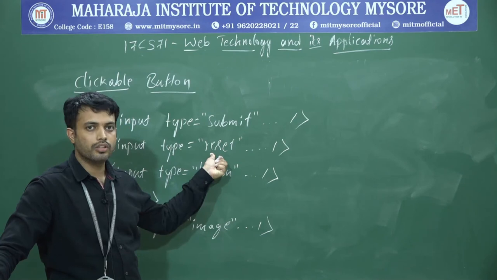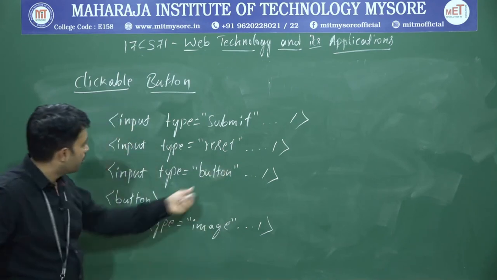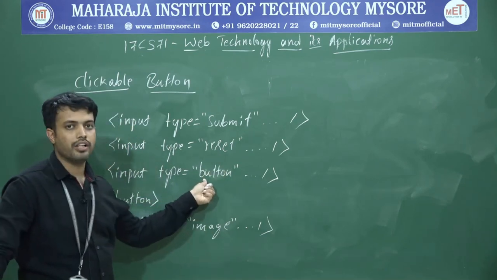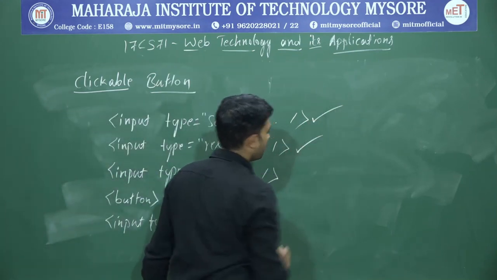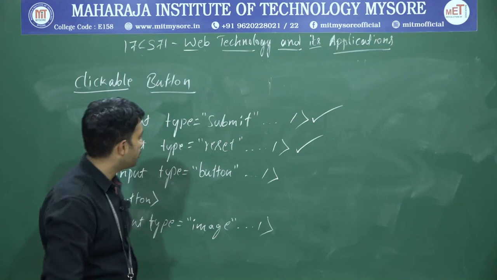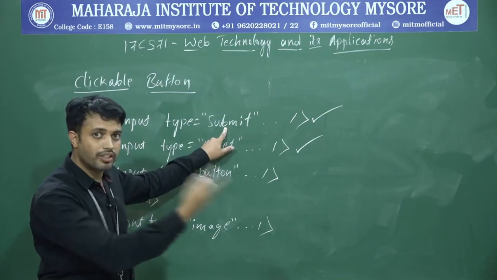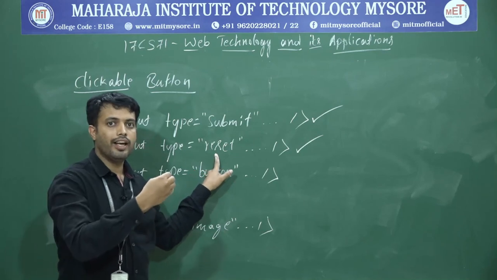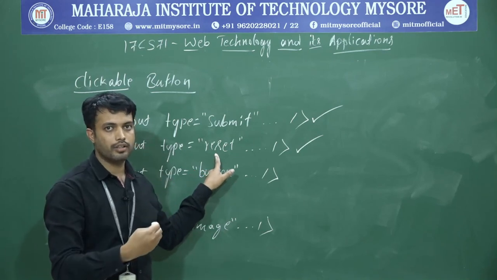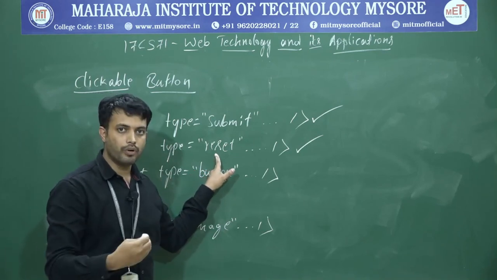Okay, it clears all those fields. So the next button is what button itself. These two are built into HTML5, so it automatically submits the data to the backend, and reset will automatically erase all the content of that form.